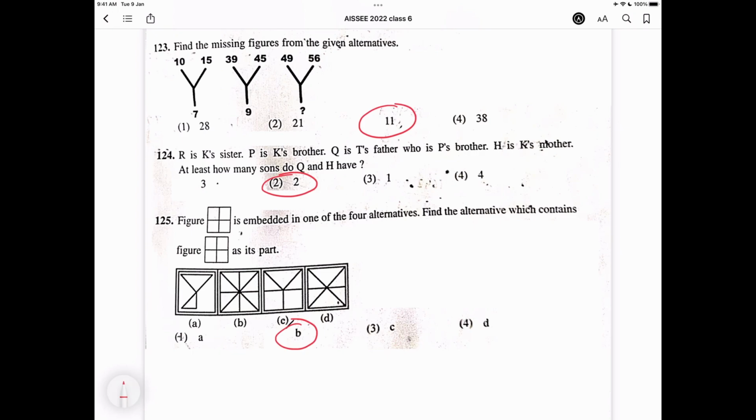So here we end our exam paper solution, answer key. Alright students, so I hope you have scored good marks.